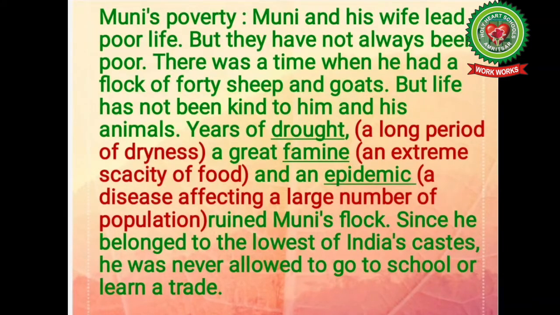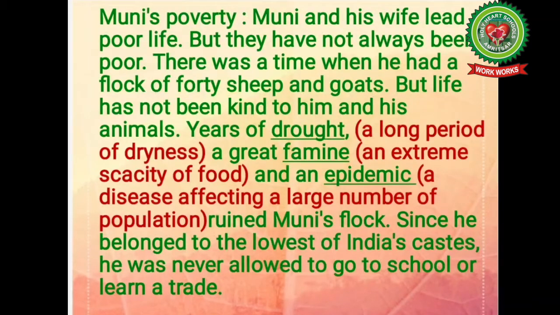It means a long period of dryness, famine, and extreme scarcity of food. An epidemic, a disease affecting a large number of population. Children, Muni and his wife were poor. But Muni was once an affluent cattle grazer. He had a flock of 40 sheep and goats. But his fortunes declined gradually.